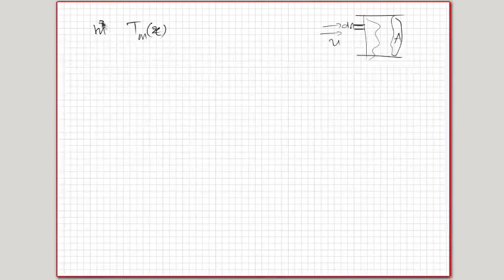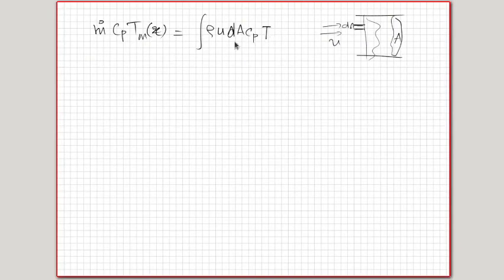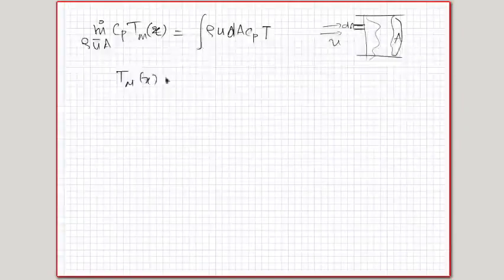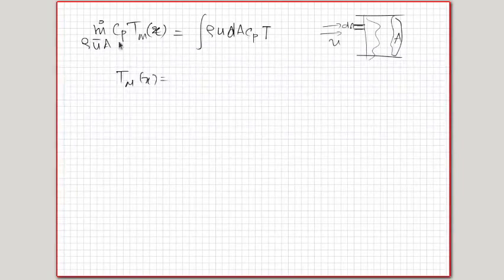So m dot multiplied by Cp multiplied by Tm at any x should be equal to the integral of rho u dA, which is the m dot of that small element, multiplied by Cp into the temperature at that location. If I rearrange this, since rho and Cp are constant, I can take them out and write m dot as rho u bar A. Then Tm at any x would be equal to, rho and Cp cancelling, 1 over u bar A times the integral over the area of u T dA. Okay, so this is the definition of the mean temperature.